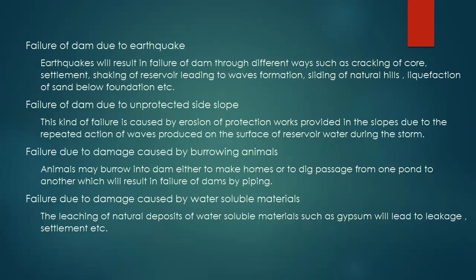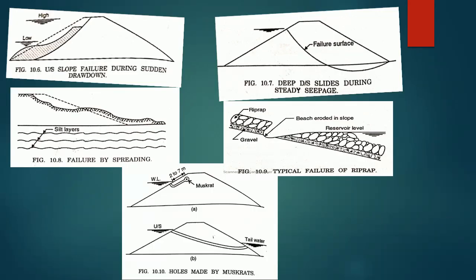Failure due to damage caused by water-soluble materials. The leaching of natural deposits of water-soluble materials such as gypsum will lead to leakage, settlement, etc. The diagrams shown here are indicating various types of structural failures in earthen dams.